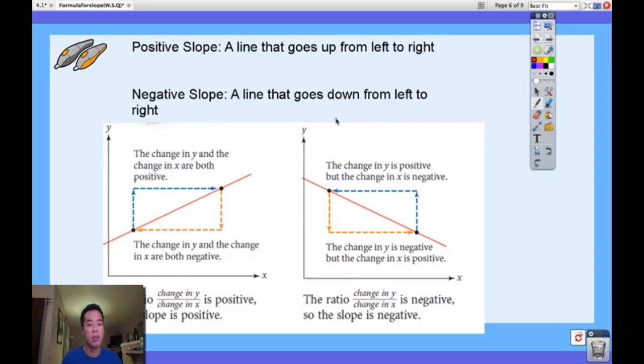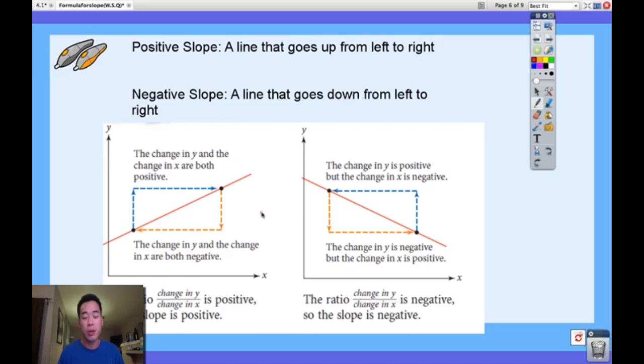There are 4 types of slope. You can see in the first example with the slope triangle, when I go up and to the right, that's called a positive slope. Why is it a positive slope? Because the change in y and the change in x are both positive. You can think of a positive slope as a direct variation. As my x increases, so does my y. Vice versa, as my y increases, so does my x.